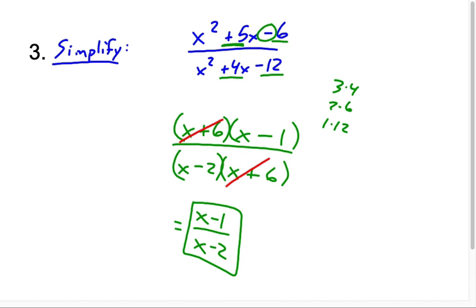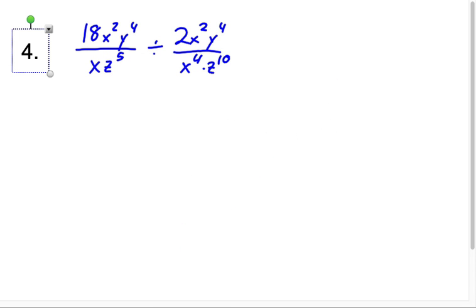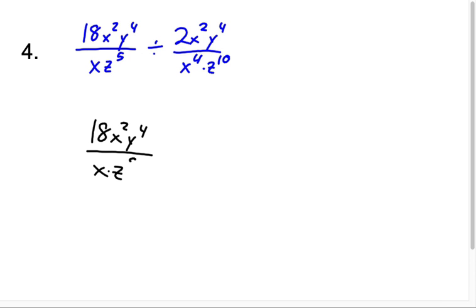Keep rolling here. Fourth question. Take a moment, write it down. Now we want to divide. And again, when I see division tomorrow on the test, I need to make this into a multiplication problem. So step 1, multiplication. This is going to be 18 x squared y to the 4th x times z to the 5th times, but now we have to skip, flip, multiply. So now my denominator is on top if I flip it, and my numerator is in my denominator.